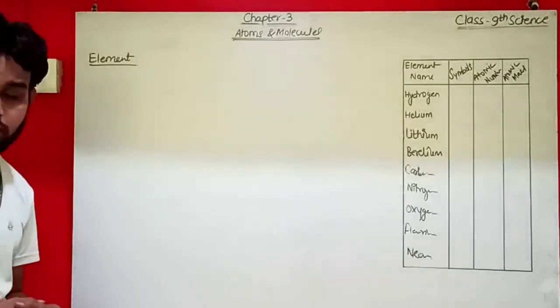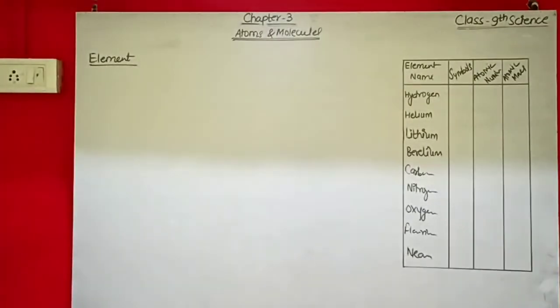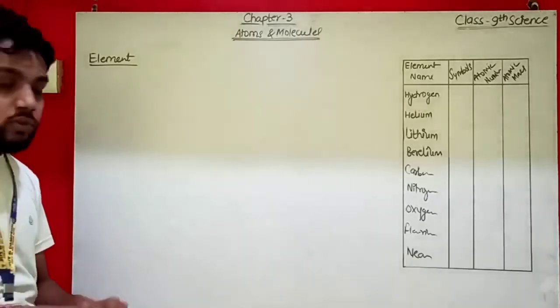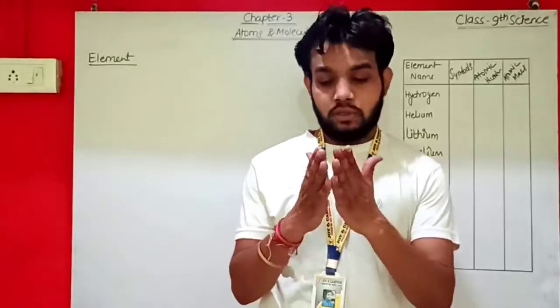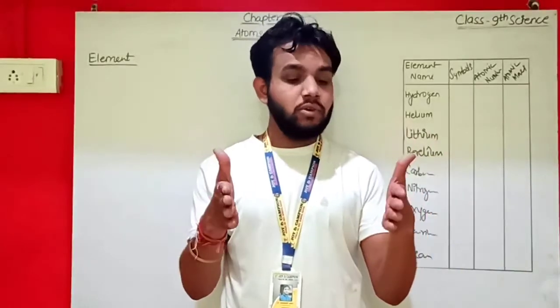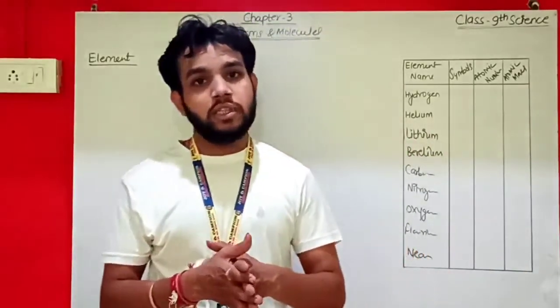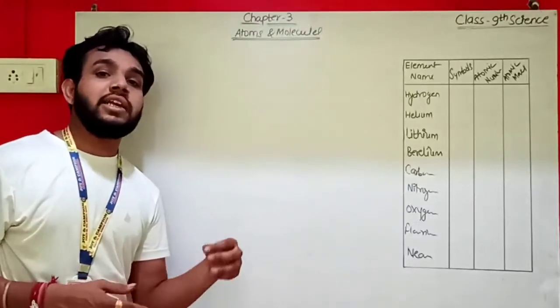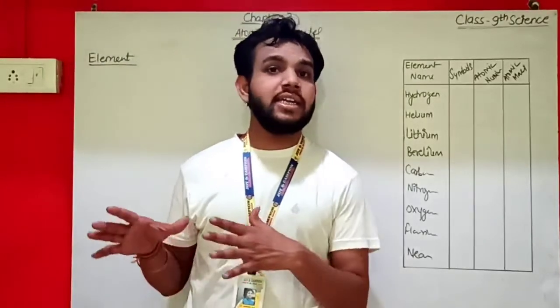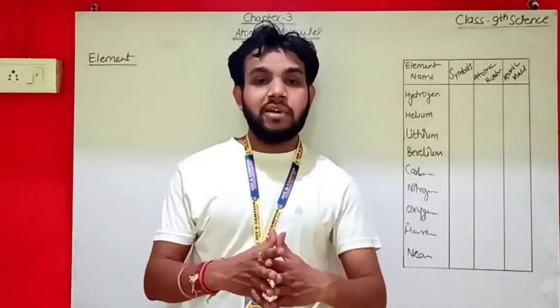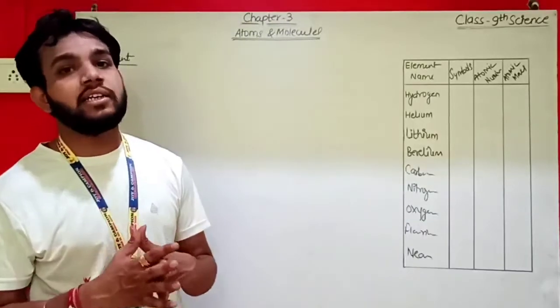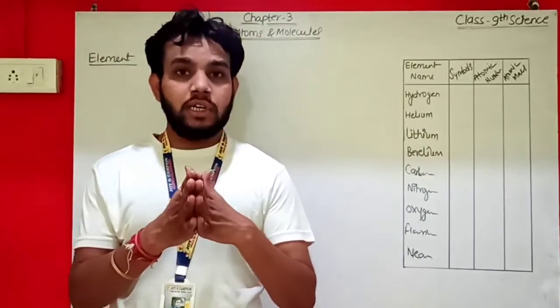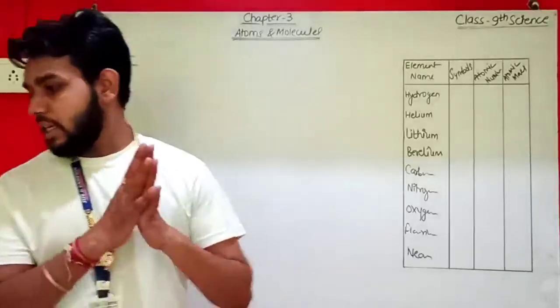Element is a substance that cannot be broken down into similar components by any chemical reaction. जो elements होते हैं वो small particles से मिलकर बने होते हैं, जिनको हम atoms बोलते हैं. और elements को किसी भी chemical reaction के थ्रू ब्रेक नहीं किया जा सकता है.